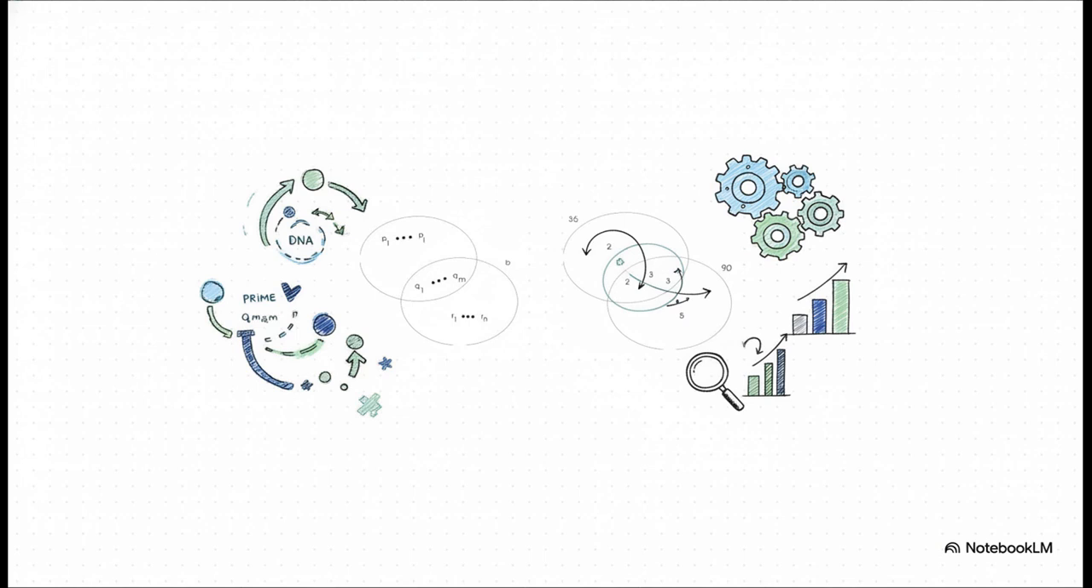When we break down 36 into its prime DNA, it's made of 2, 2, 3, and 3. The number 90 is 2, 3, 3, and 5. Do you notice that overlap right in the middle? They share a 2 and two 3s.